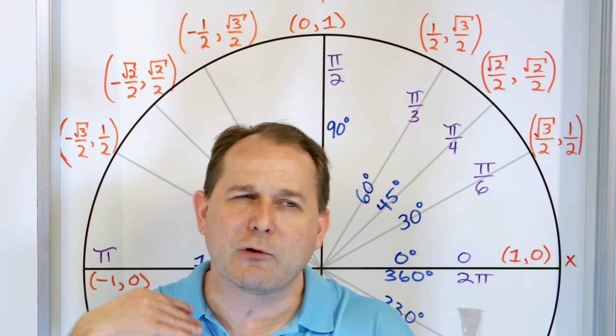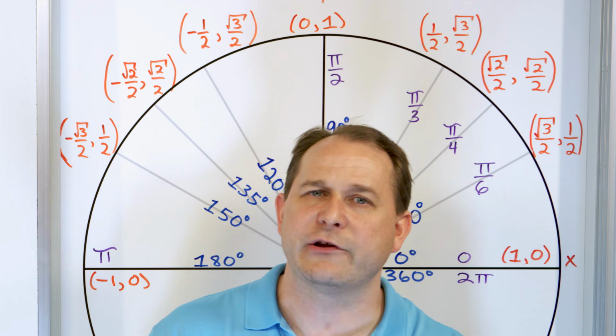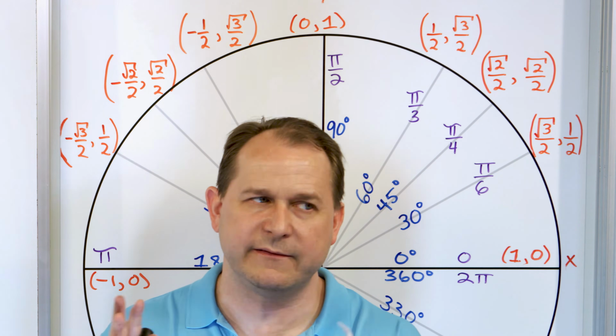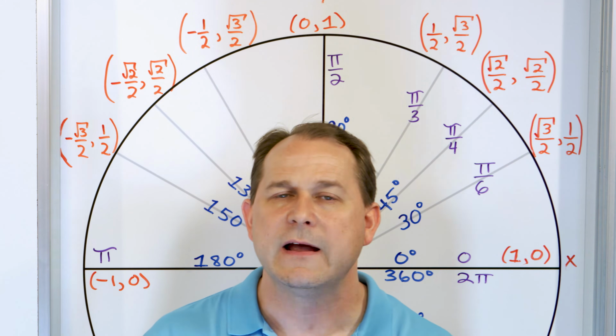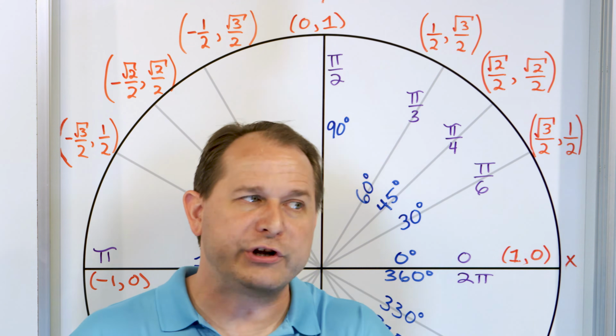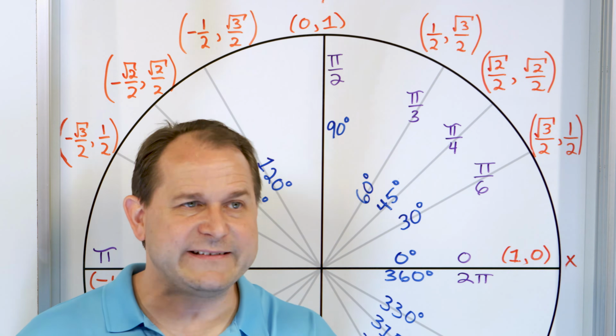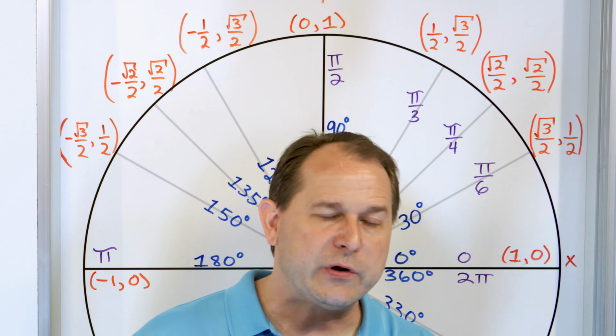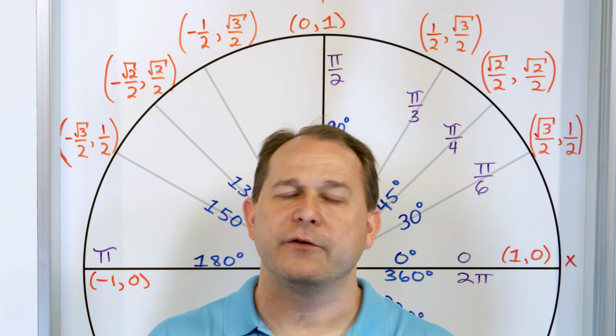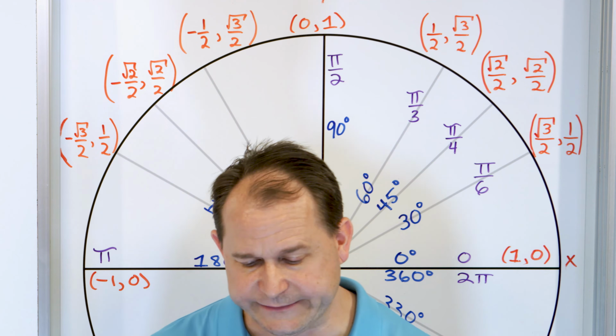So to memorize these, you do have to juggle some things in your mind. You have to remember some of the degrees and their cosines and sines. And then you know 30 degrees is pi over 6, and 60 degrees is pi over 3, and 45 degrees is pi over 4. And then the rest of the circle will fall in place.